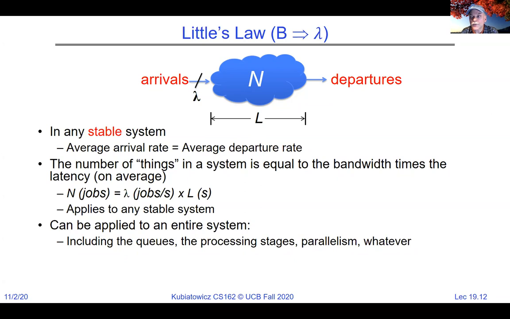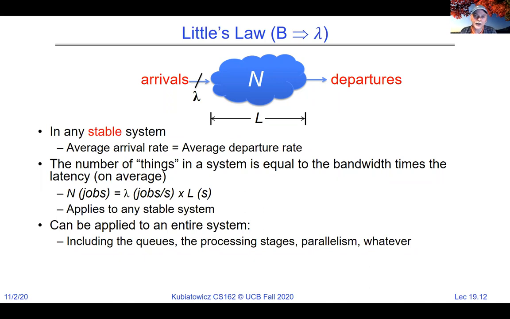If you're talking about what happens when the system first turns on and starts up, or maybe the buses stop arriving at 5 at night and the system drains, those transient analyses are much more complicated, and that's a different queuing theory class, okay? So that's complicated. So this is related to EE120 system stability, okay?